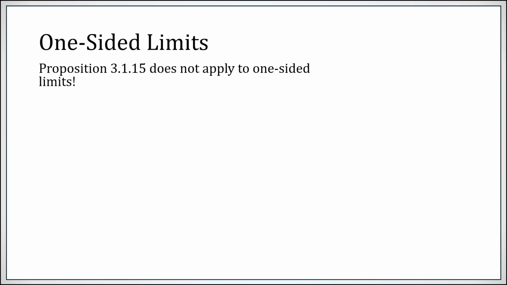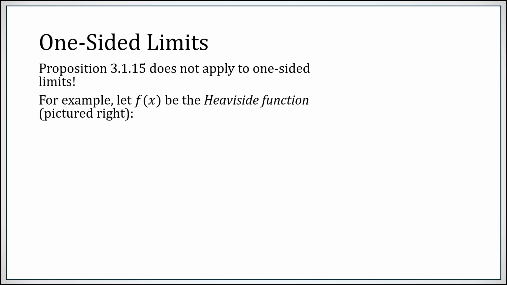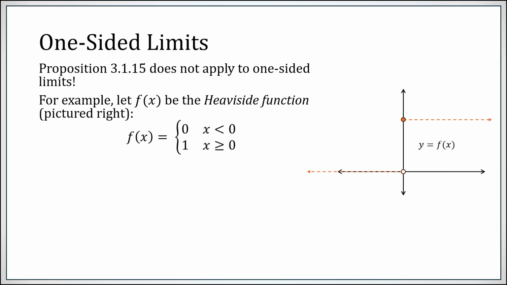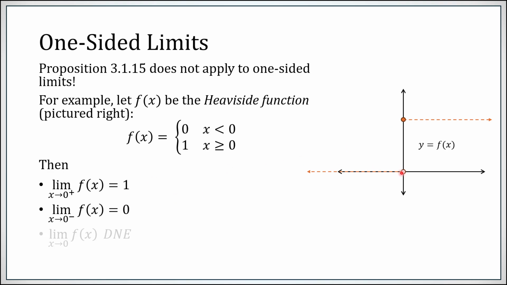Now, Prop 3.1.15 does not apply to one-sided limits. Let f of x be the so-called Heaviside function. This is the function that jumps from 0 to 1 at a specific point, usually the origin. Then, the limit as x approaches 0 from above is 1. If you cut out this part of the domain to the left, the function looks like a constant. 0 is a cluster point, and if you approach from this side, you simply see 1 as a limit no matter what. But if you approach only from the left, you see 0.